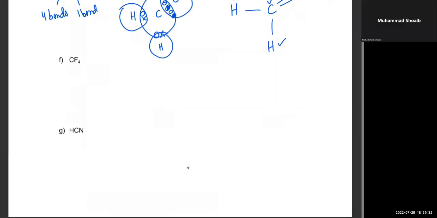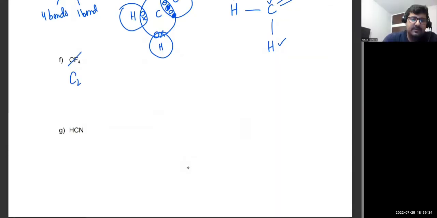I'm going to change this to C2F4. Let's hold on a second, click on it.